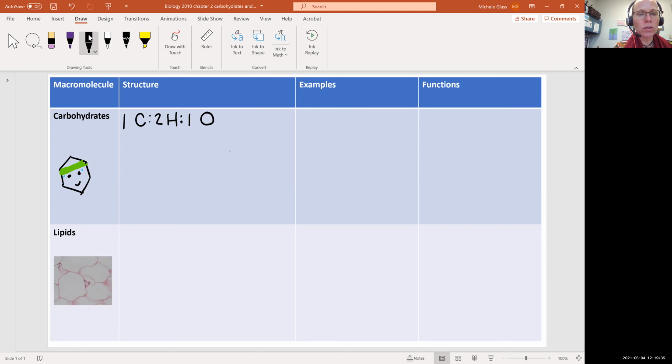What we'll see here also is that our carbohydrate has a monomer. That's, remember, our building block, which is called a monosaccharide. So the term saccharide means sugar. And so a monomer for carbohydrate is a single or simple sugar. Examples of that would be glucose, fructose, and galactose.